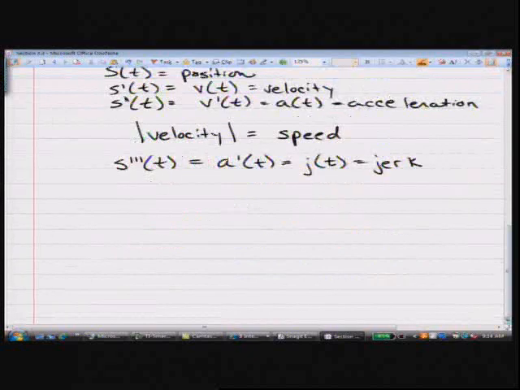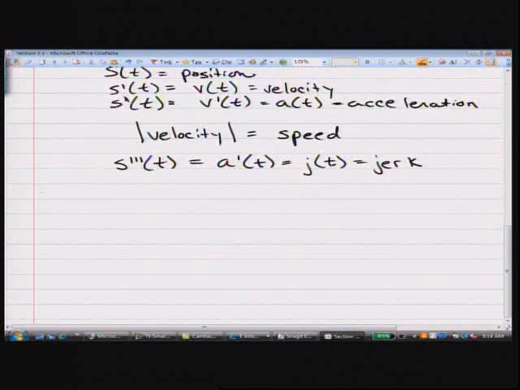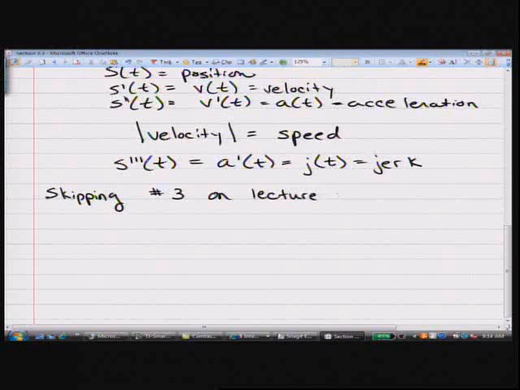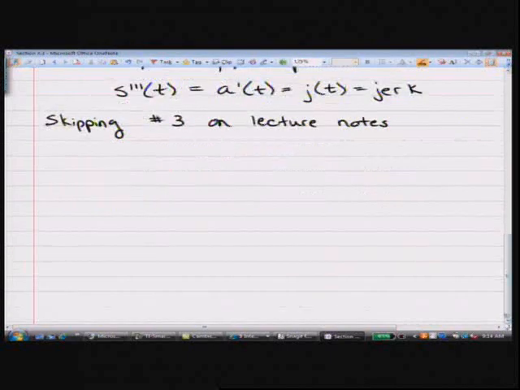Okay. On the lecture notes, if you're following along on the lecture notes, I'm skipping number 3. It turns out to be not a very good example because some of the things I want to illustrate don't happen, and so I don't want it to. It's a decent problem, but it just doesn't illustrate what I want. So I'm going to move on to number 4, which does actually illustrate what I want to talk about.